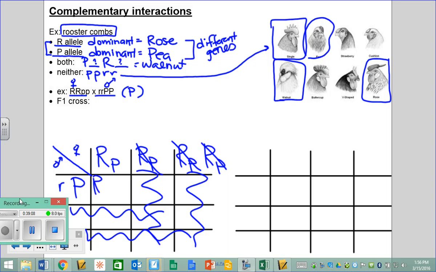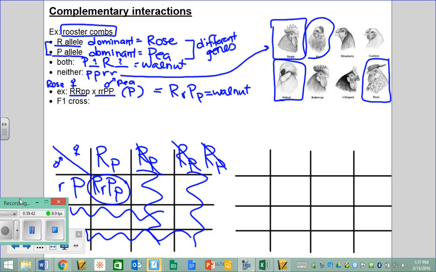All of the offspring will be heterozygous for both characteristics. So, in this cross, I took a rose combed parent and a P combed parent. All of their offspring are walnut. So none of the offspring would have the same phenotype as the parents.